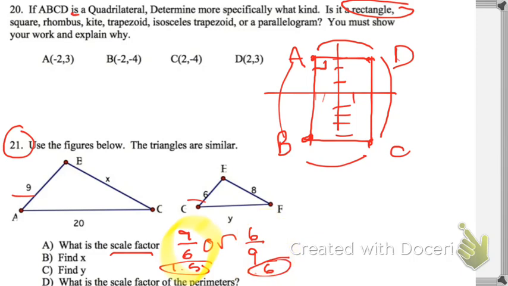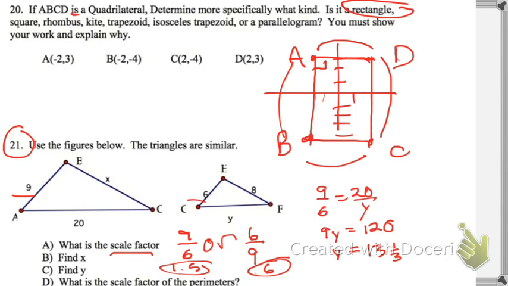Now I'm going to use equal ratios, otherwise known as proportions, to solve this. So 9 over 6 equals 20 over y would be a way to solve for y. Cross products are equal. And 6 times 20 is 120. And then y equals 13 and a third.